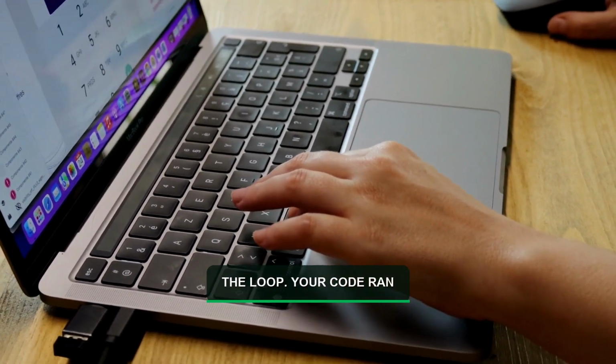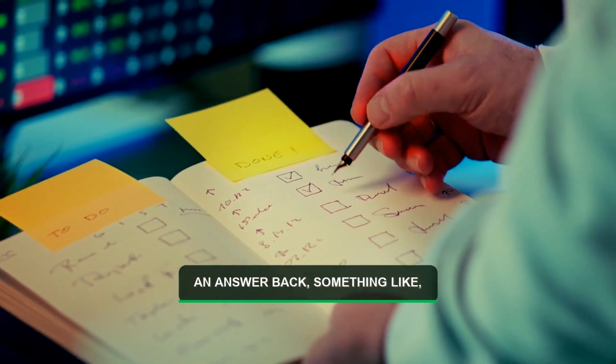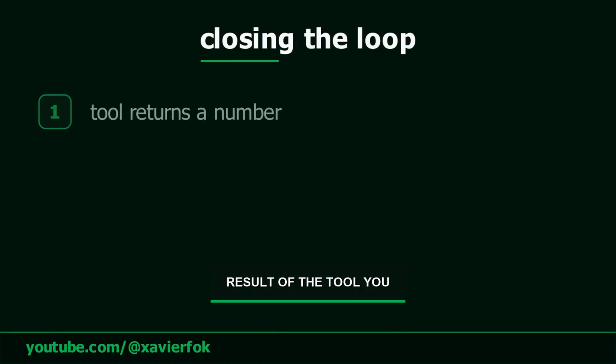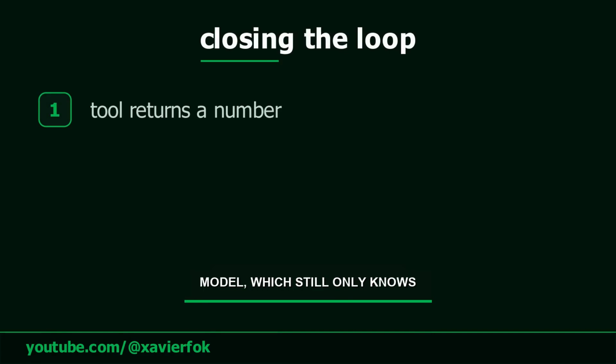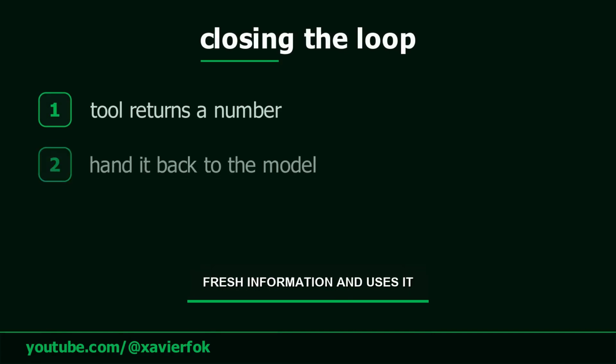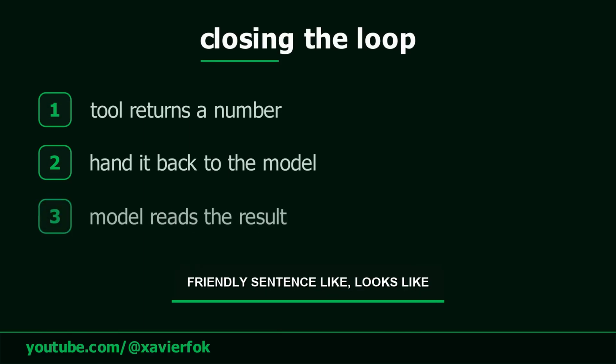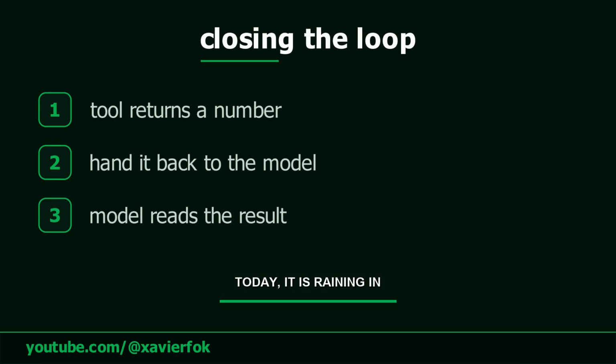Now we close the loop. Your code ran the weather tool and got an answer back, something like, it is 28 degrees and raining. What happens to that answer? You hand it back to the model as more text basically saying, here is the result of the tool you asked for. And now the model, which still only knows how to do one thing, predicting text, takes that fresh information and uses it to write a natural reply. It turns "it is 28 degrees and raining" into a friendly sentence like, "Looks like you will want an umbrella today. It is raining in Singapore."